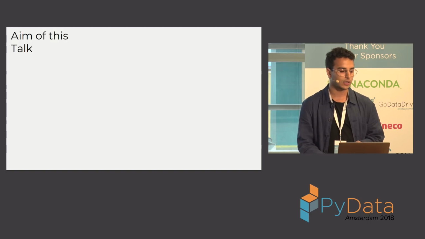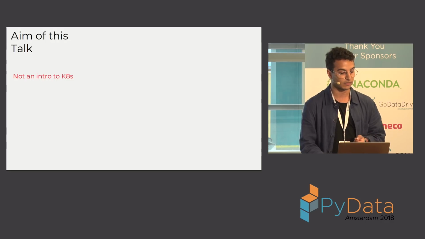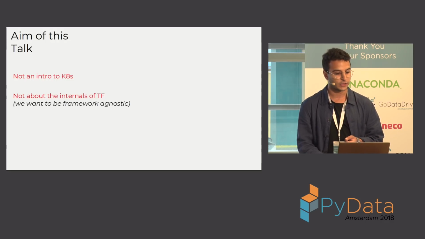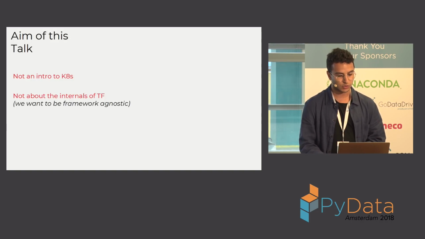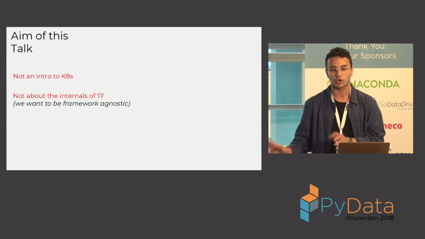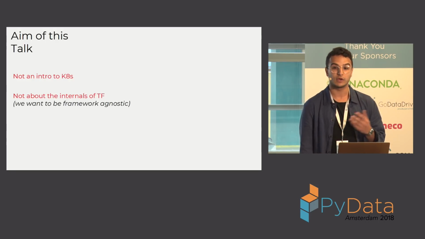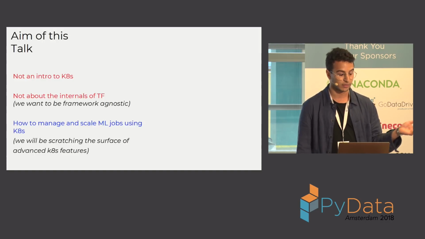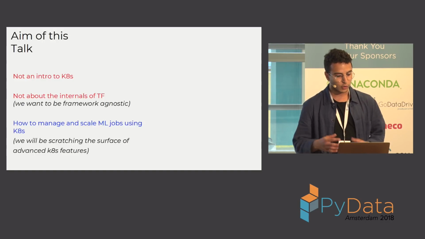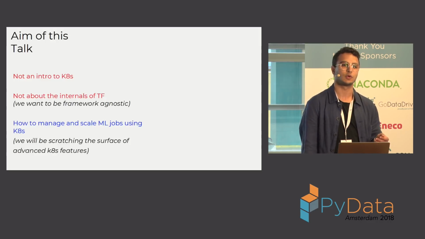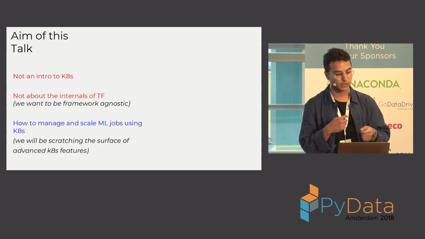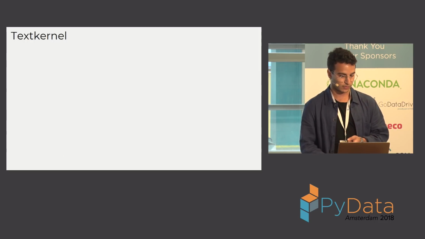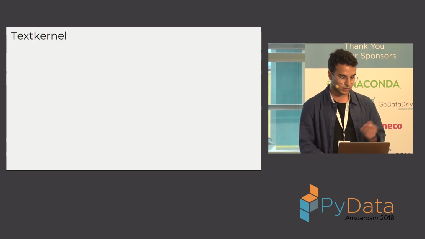So the aim of this talk is not to introduce Kubernetes. So I'll be touching upon some of the interesting features, like the scheduler, and that's the main feature that we'll be focusing on from Kubernetes. And we won't be really covering the internals of TensorFlow, so we'd like to be as framework agnostic as possible. So these concepts should apply to any of the other frameworks that people use, whether deep learning frameworks or other machine learning tools. So the whole idea is how to manage and scale these jobs. So basically how to automate the pipeline to fire these jobs, start them somewhere, and make the training process as smooth as possible. But before we start, I'd like to take a step backward and start by what Textkernel is actually doing.